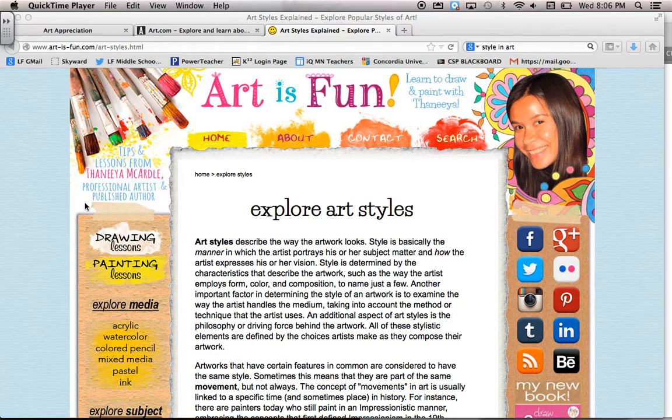One of the things that you're going to learn about this week in your introductory is learning about different styles of art. Last week you had to pick an artist and an artwork, and you already had picked a style for your paper. This goes a little bit more in depth with that. So it talks about how to explore different art styles. And basically, art styles are described in the way that an artwork looks. The style is basically the manner in which the artist portrays his or her subject matter and how the artist expresses his or her vision.